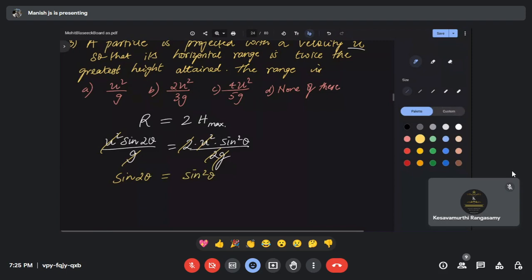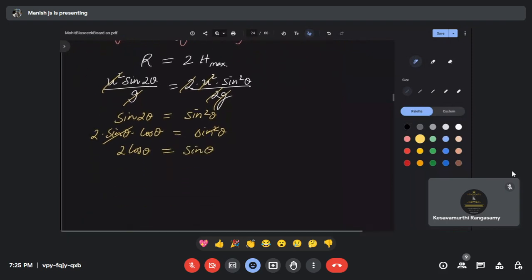Right? So how can I simplify this further? You apply the maths identity: 2 sin theta into cos theta. Yes, 2 sin theta cos theta is equal to sin square theta. So can I further simplify this and say 2 cos theta is equal to sin theta? Is it correct? Can I write like this? Yes. Now go for a rearrangement. Don't you think I am getting tan theta is equal to 2? Yes, tan theta is equal to 2.